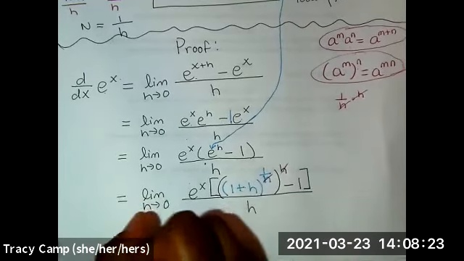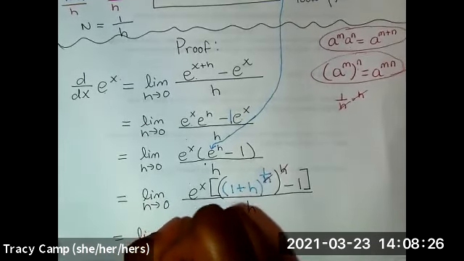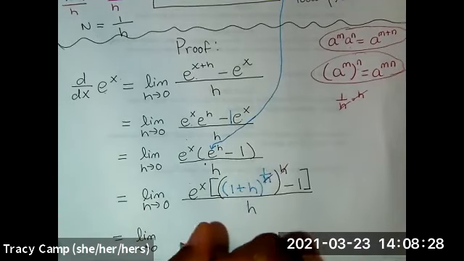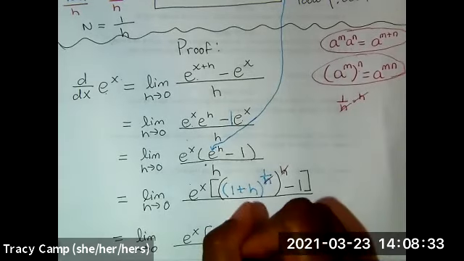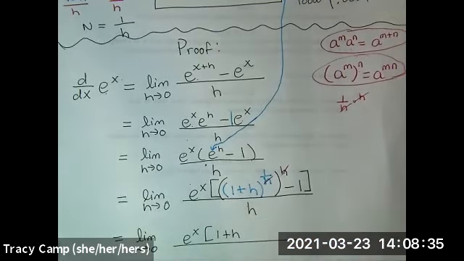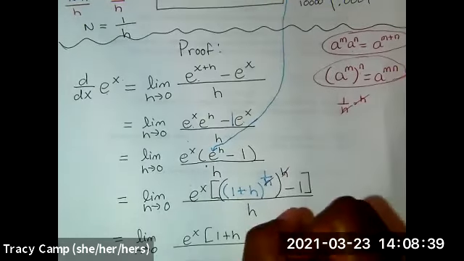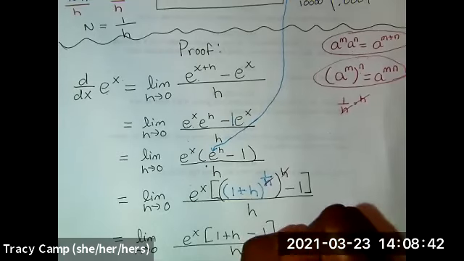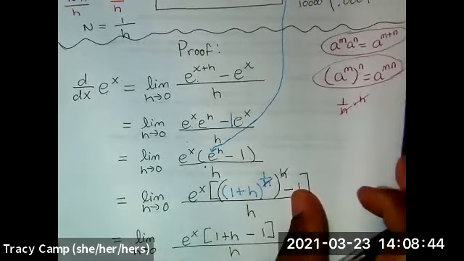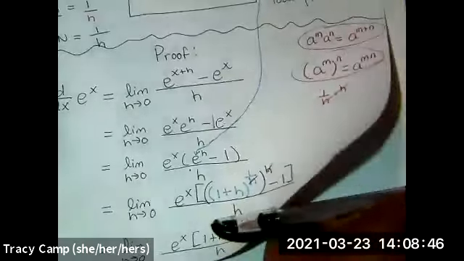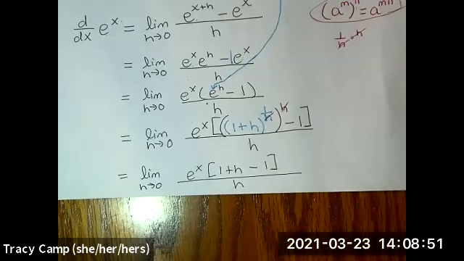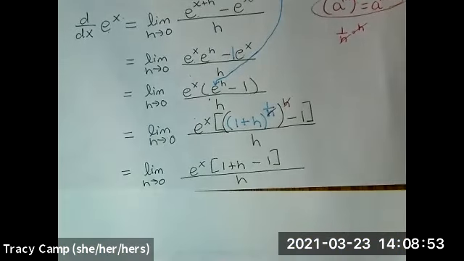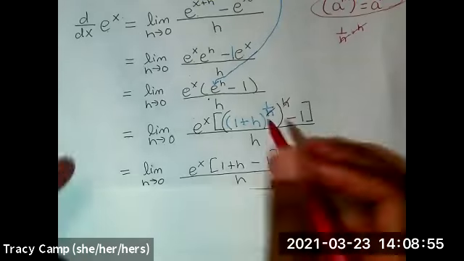So this is what we have now. The limit as h approaches 0 of e to the x times 1 plus h raised to the first power. That's just 1 plus h, right? And then minus 1. And this is all over h. See, I told you it was worth it. It was messy, but in the end, it's worth it, because look at the ones cancel.